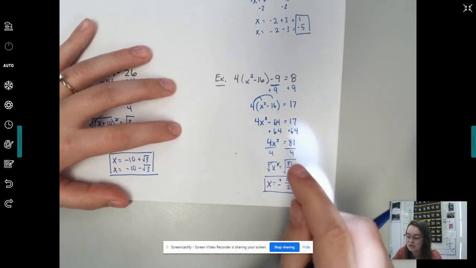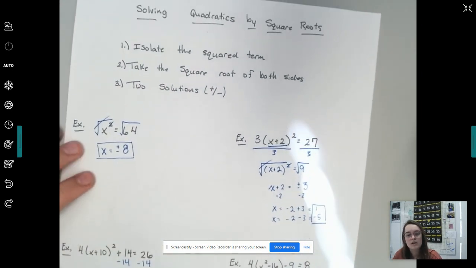And that is going to be solving quadratics using the square roots. Let me know if you have any other questions. But yeah.